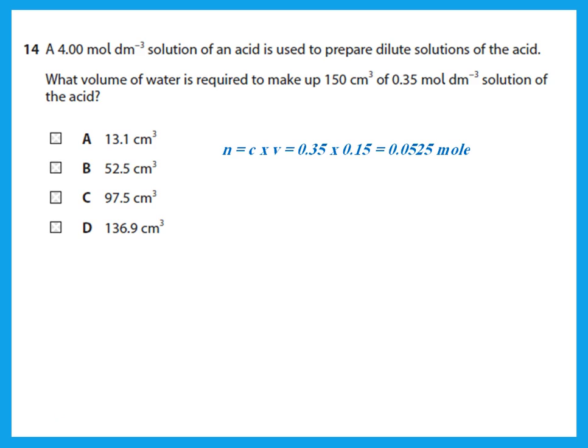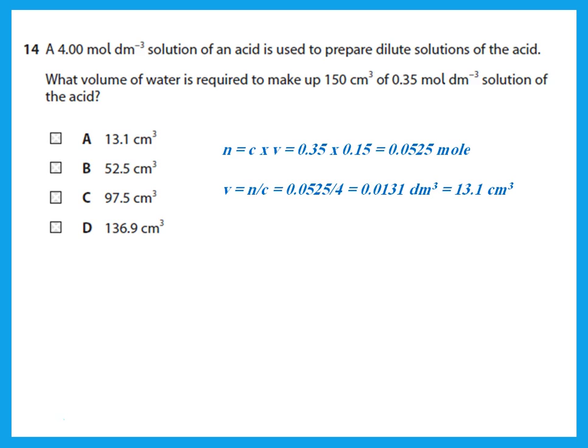That means I need to determine what is the volume of that original solution with the 4 mole per decimeter cubed concentration. What volume should I take from it to have this number of moles? So volume is number of moles over concentration. I want that number of moles, and the concentration was 4. So we need 13.1 centimeter cubed from that original solution.